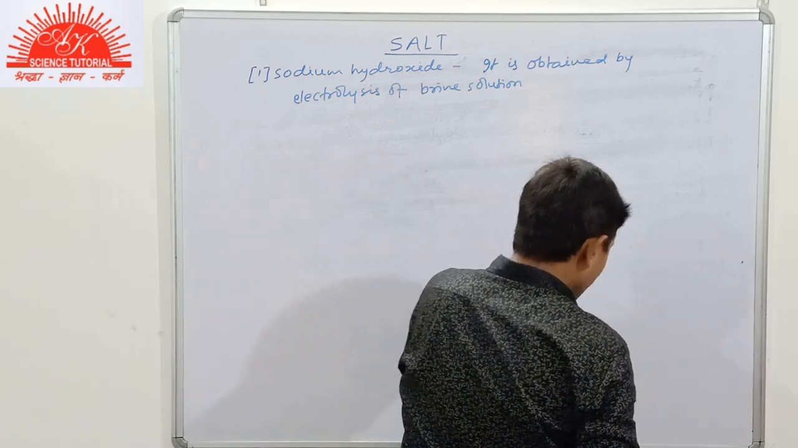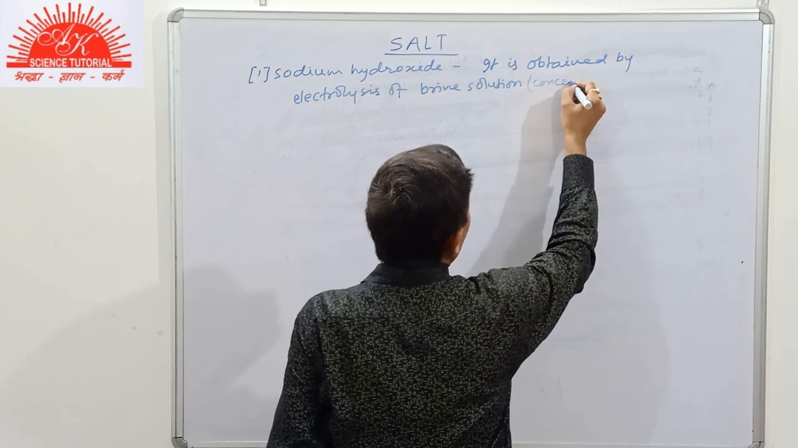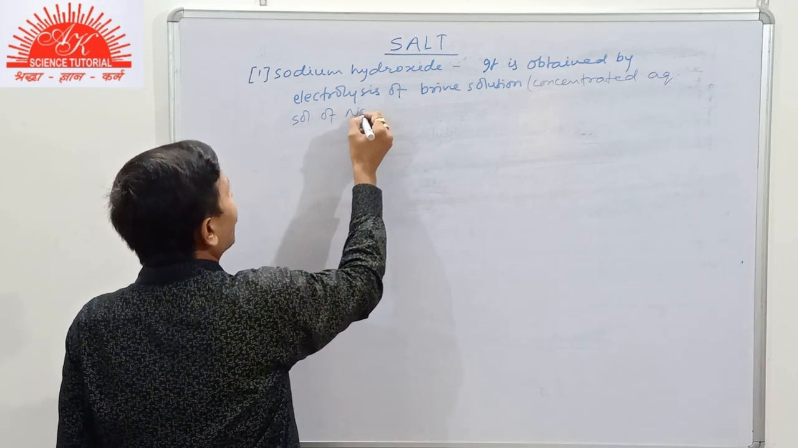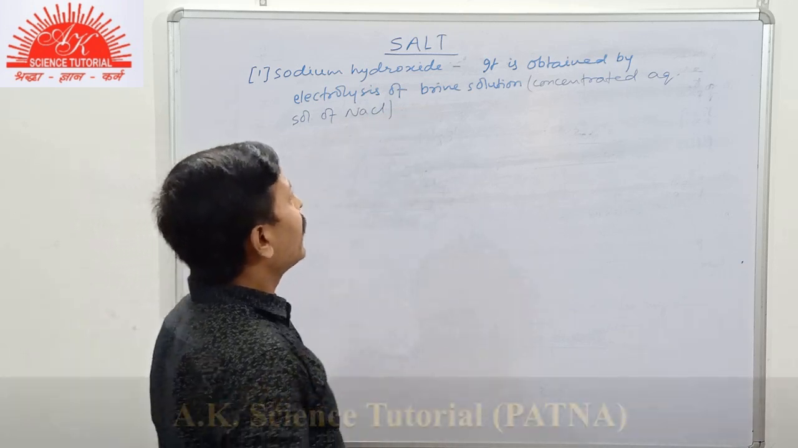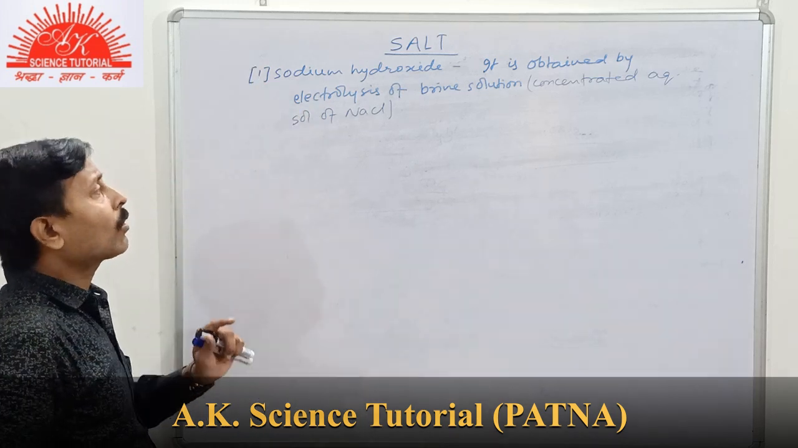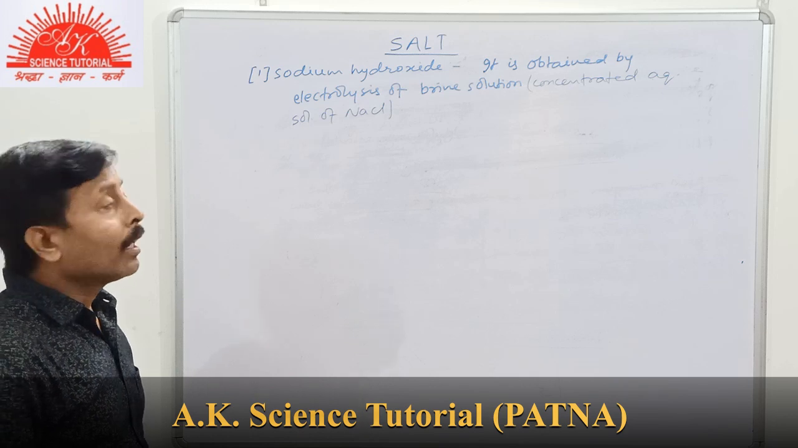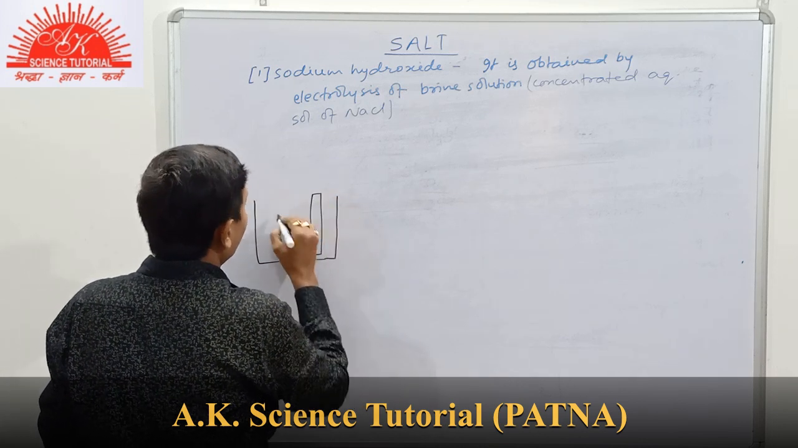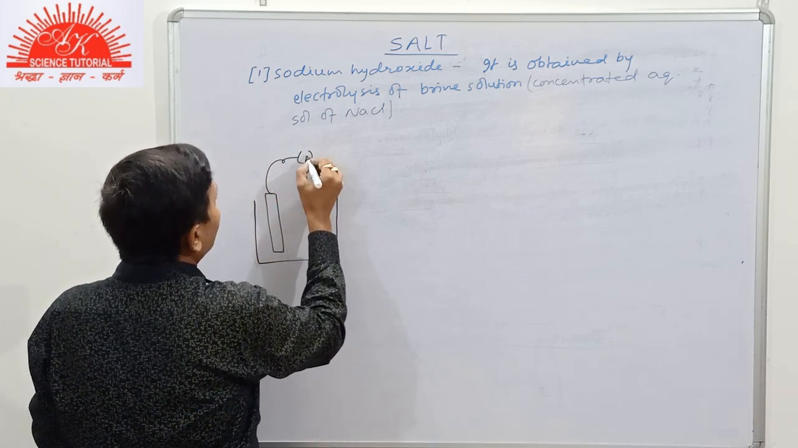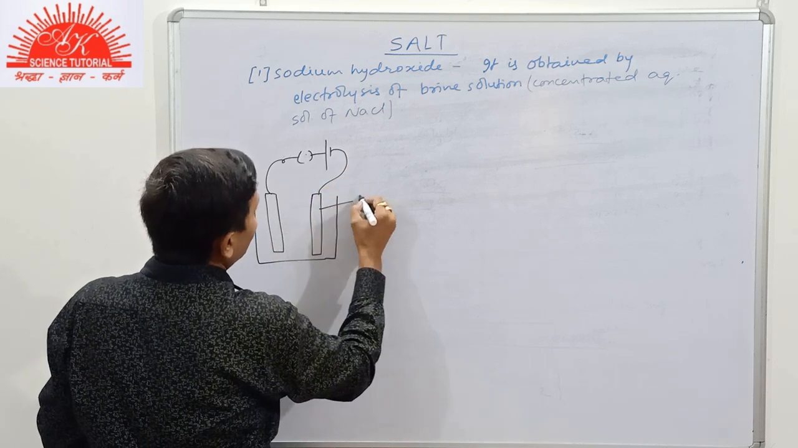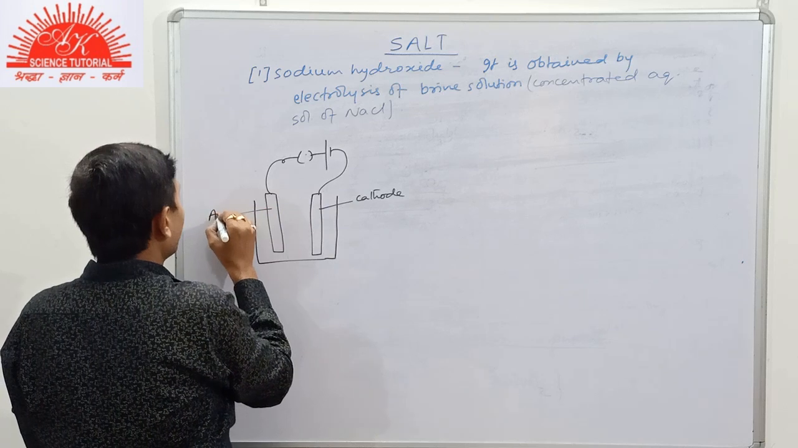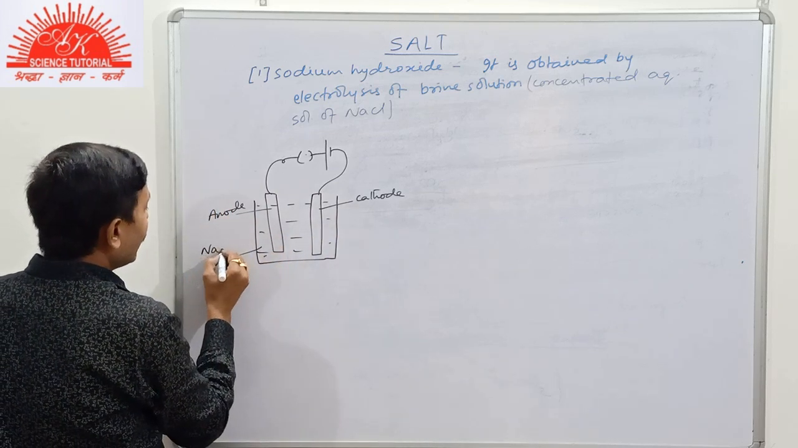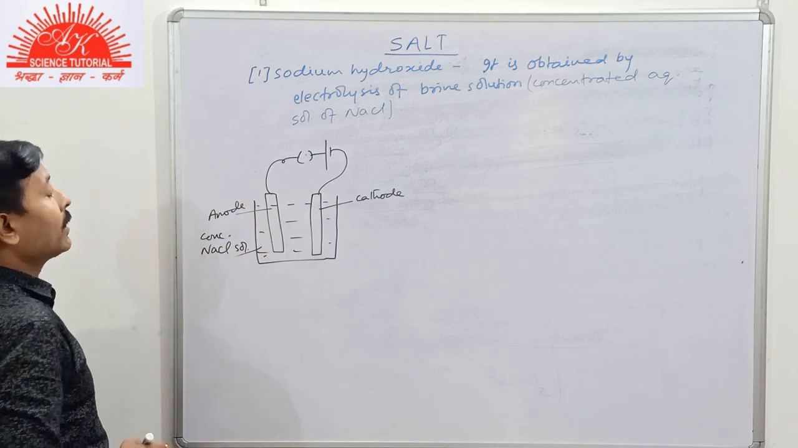Now what is brine solution? It is the concentrated aqueous solution of NaCl. It is obtained by the electrolysis of brine solution, that is a concentrated aqueous solution of sodium chloride. Now suppose we take a simple arrangement of this electrolysis process. We take two rod electrodes and connect the circuit with the help of a battery. This is the cathode, this is the anode, and here is the concentrated NaCl solution.